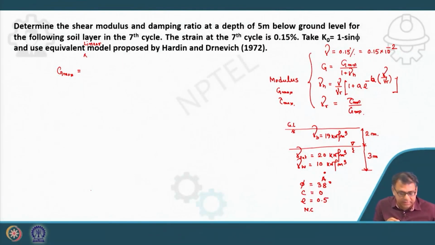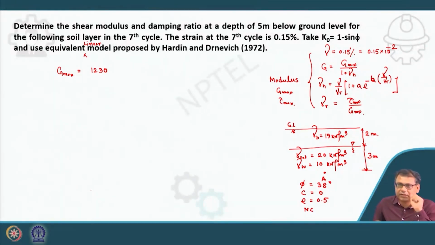So now first we will get the G max value. How will I get it? I will use the first expression of G max that I have given, because those data are available. If the SPT value is available, then you can use those correlations. I have given a few of the correlations. There are a number of correlations available using SPT, CPT, DMT data or pressure meter data. But here the E value is given, so I will use this expression.